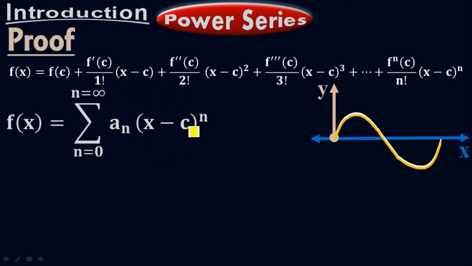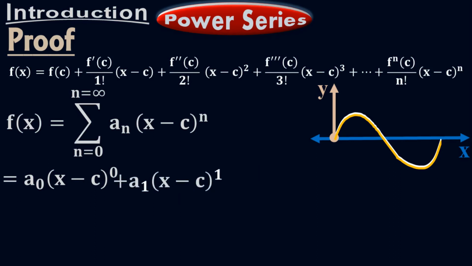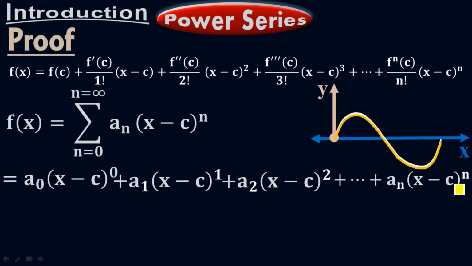It is the sum of the powers. The sigma means summation of this stuff. Let me show you the summation of some terms. At n equals 0, I have a sub 0 into x minus c to the whole 0, plus a sub 1 into x minus c to the whole 1 at n equals 1, plus a sub 2 into x minus c to the whole squared at n equals 2, plus so on, which is a sub n into x minus c to the whole n. You can go beyond this, n can be 3, 4, 5, up to infinity.